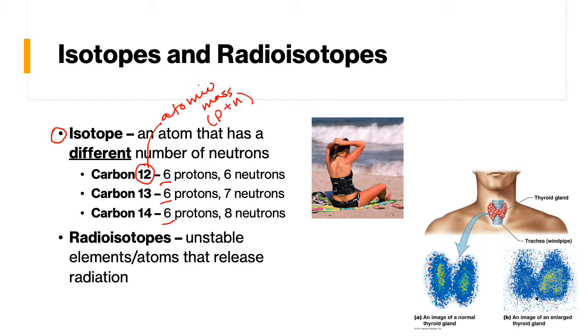So carbon-12 has 6 protons plus 6 neutrons, which gets us 12. Carbon-13 has 1 extra neutron, 6 and 7, which gets us to 13. Carbon-14 has 6 protons and 8 neutrons. So it actually has 2 extra neutrons, which get us to 14.